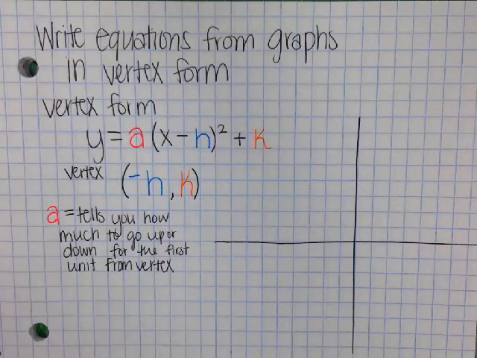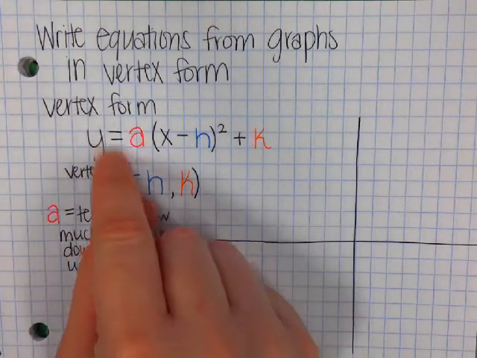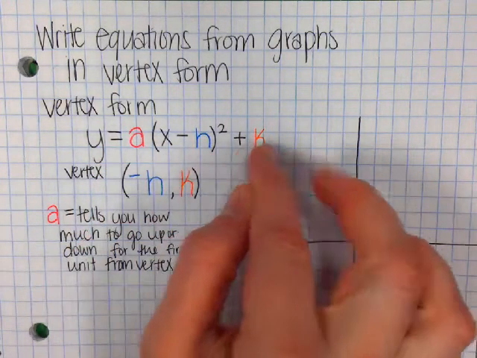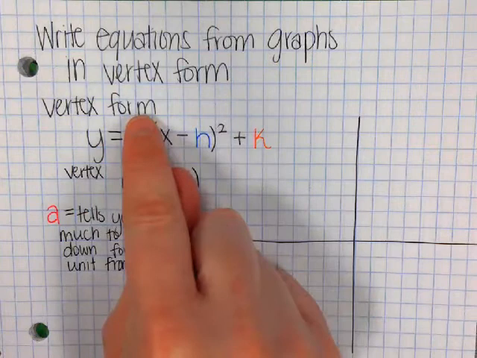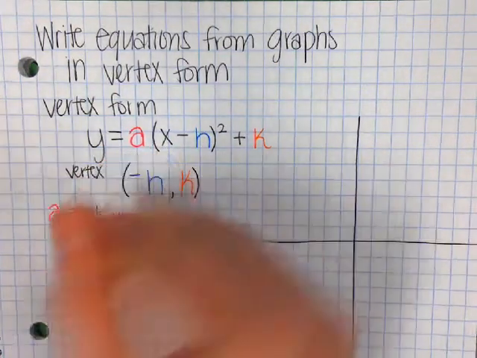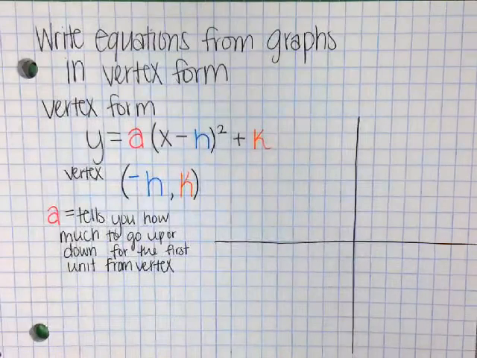Writing equations from graphs in vertex form. So vertex form is the same thing as when you're looking at the transformations where it has A, H, and K. The reason we call it vertex form is because if you think about, and I'm going to cover this up real quick if I could find something to cover it up with.